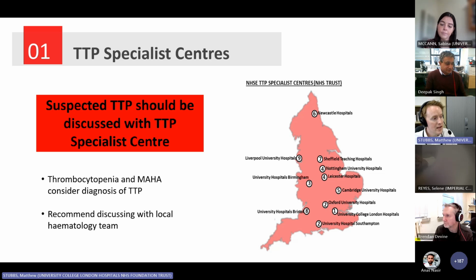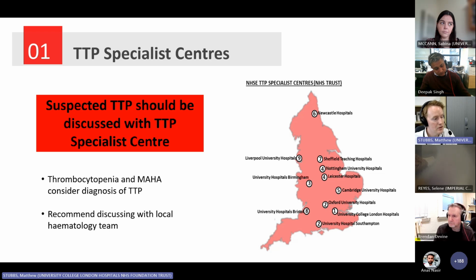So just to end on here, England has now become the first nationally commissioned TTP service across the world. And this figure shows us the 9 different regional TTP specialist centres over 11 different sites. Your local hospital should be discussing suspected TTP cases with your local regional TTP specialist centre. So just to reiterate, TTP should be considered in patients with MAHA and thrombocytopenia.